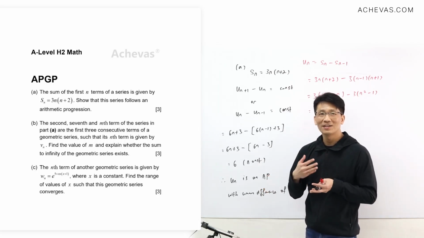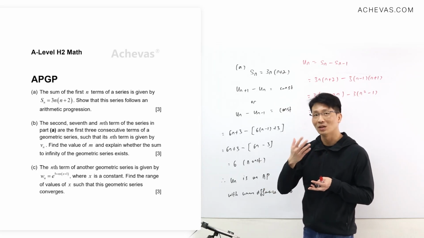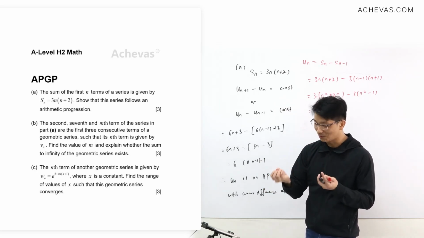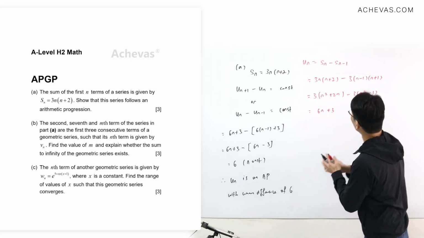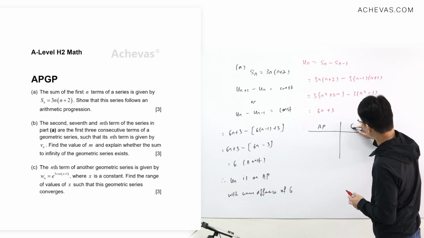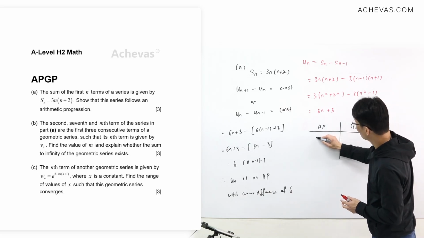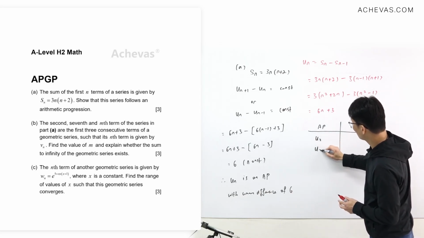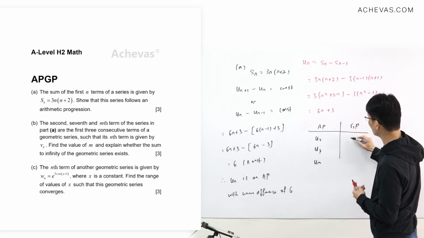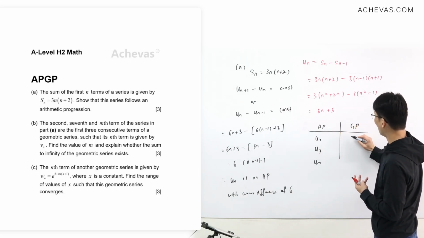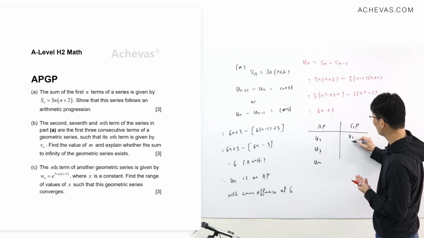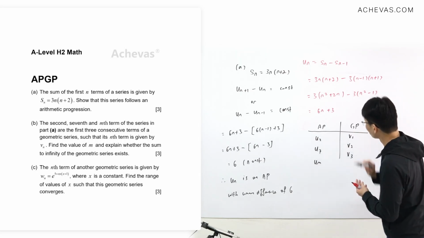So when we are given this type of question which has a relation between an AP and GP, usually I will prefer to write down this information in a tiny table form. We will have an AP here, we have a GP. This is the second term, U2, seventh term, and the nth term. And it says that the second, seventh and nth terms of an AP are the first three terms of a GP. This is the first three terms. Your GP is V1, V2, V3.